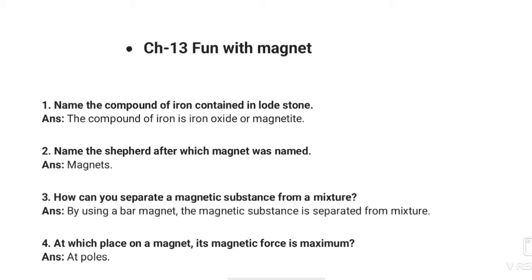Second question, name the shepherd after whom the magnet was named. The shepherd was the first to find the magnet, and from his name it was discovered as a magnet.